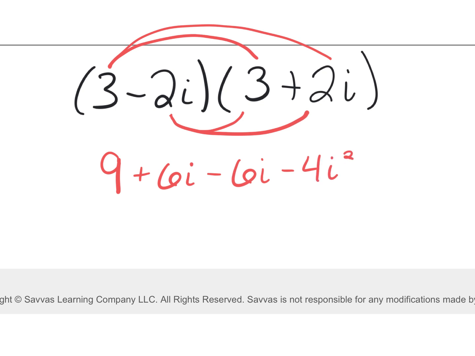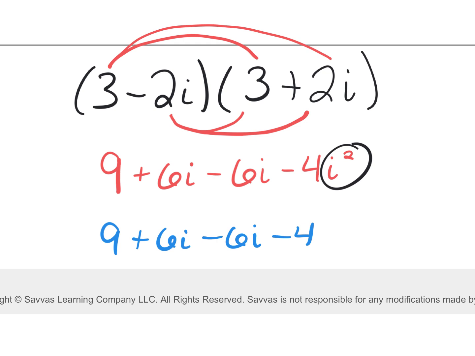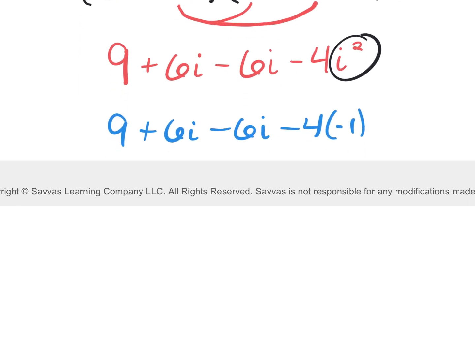Negative 4i squared. What do I want you to circle and realize right away? i squared. So I'm going to keep everything the same right now and worry about that i squared. What does i squared equal? Negative 1. What is negative 4 times negative 1? Positive 4.